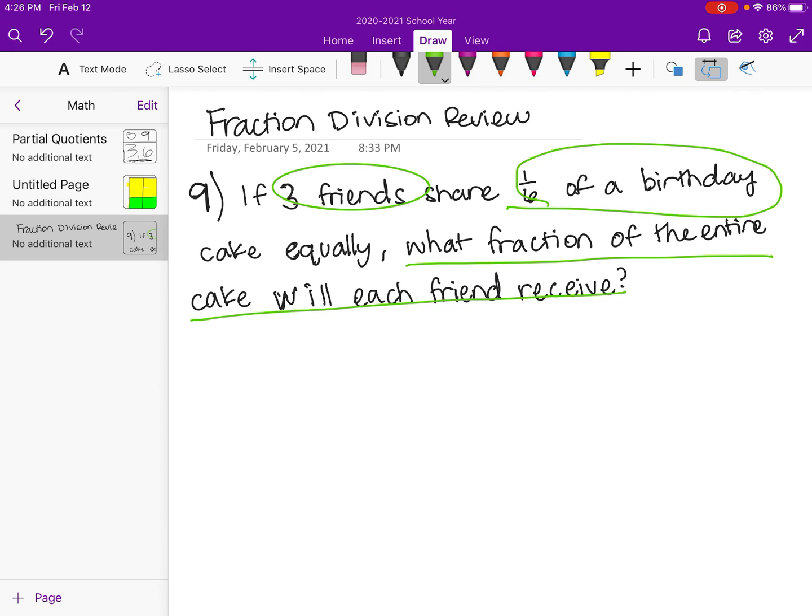So it's asking me what fraction of the cake each friend will receive. So I already know my units. My units is I'm going to get a fraction of the entire cake. So my units are going to be of the cake.